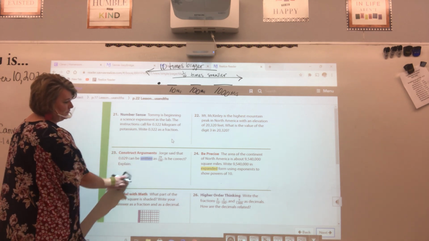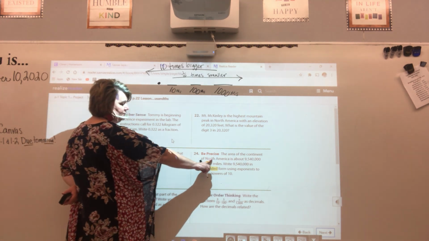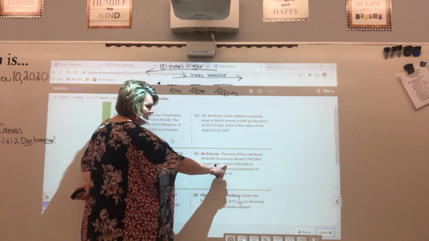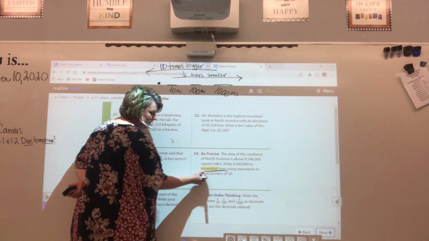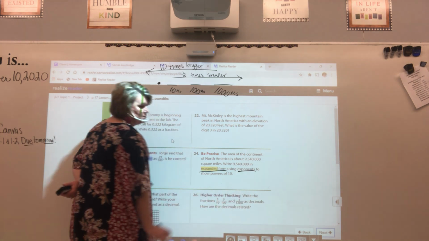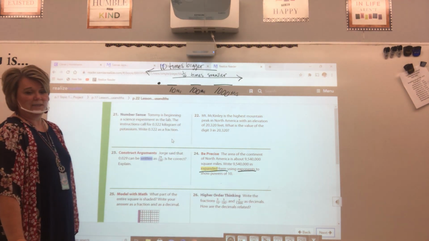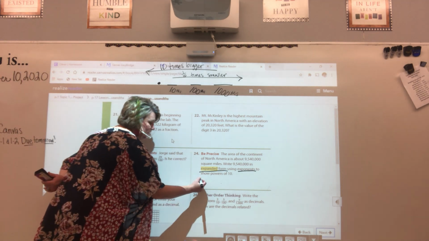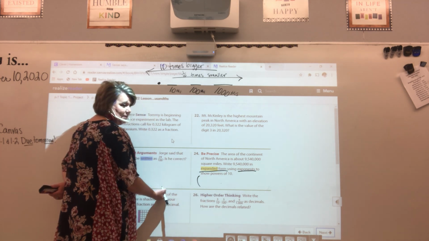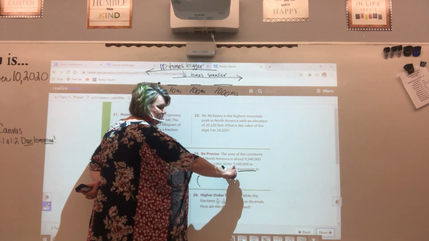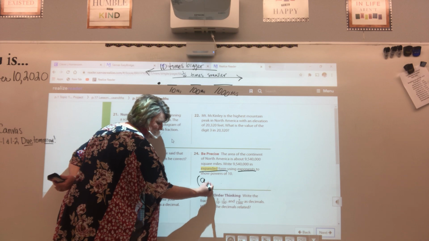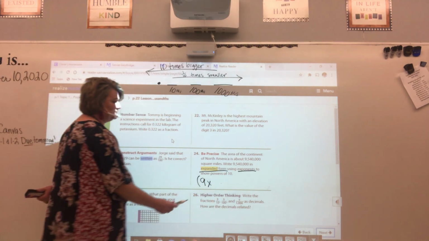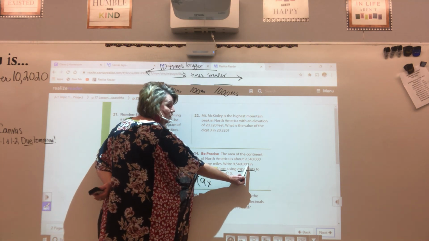Okay, number 24. The area of the continent of North America is 9,540,000 square miles. Here's what it's wanting you to do. It's wanting you to write it in expanded form with exponents. Circle those, or underline those. Expanded form with exponents, and I'll get you started. Okay, we did this last week and the week before, but I'll get you started. Do a parenthesis, and your very first number is 9. So you're gonna say 9 times. Now we gotta figure out the place it's in. So help me, here we go.